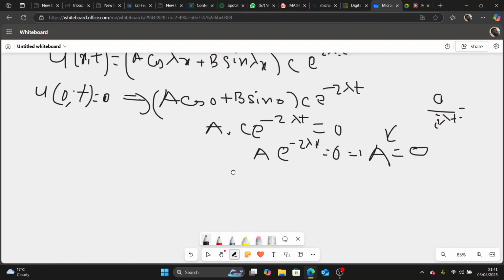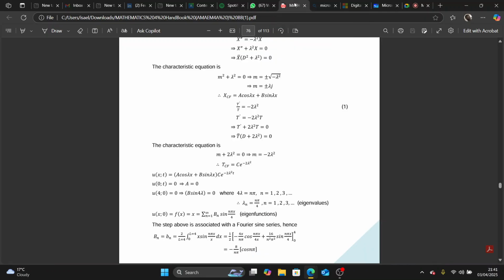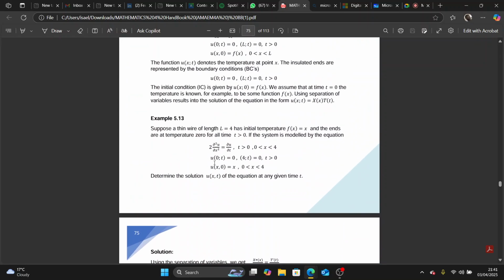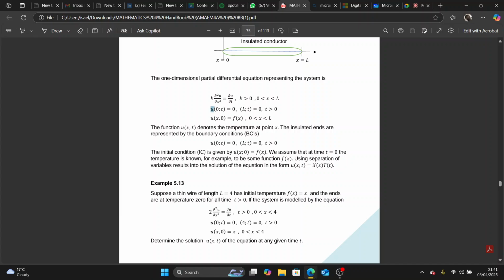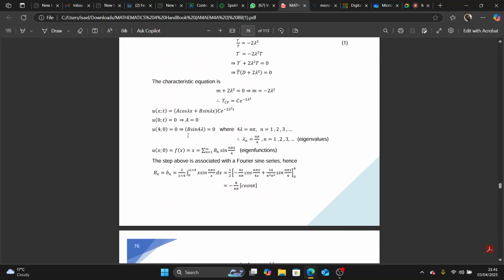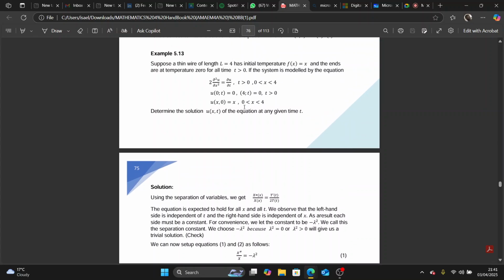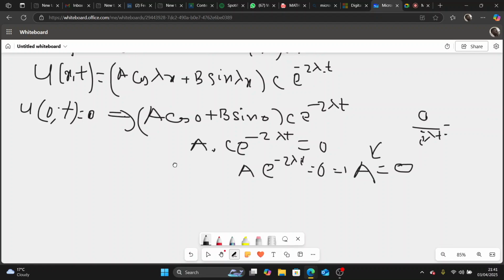Now, what is the second condition? Second condition according to the problem is what? And this first condition here, manager, in all cases, will always give you 0. It will always be there because it's part of the general solution. Second one is L chi equal to 0. So what is our condition here? Second condition is when we have 4 and chi equal to 0. You just follow the condition.